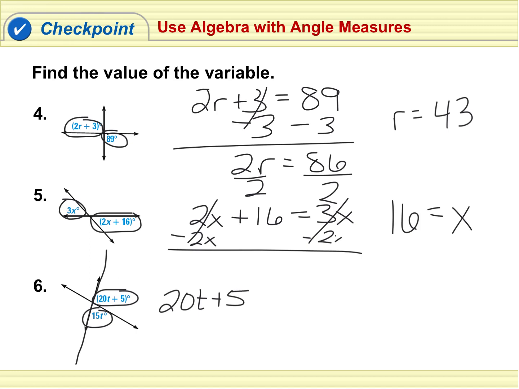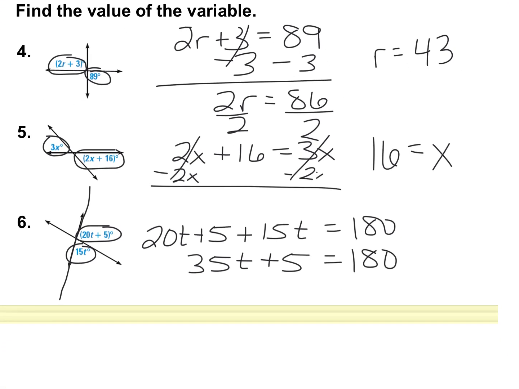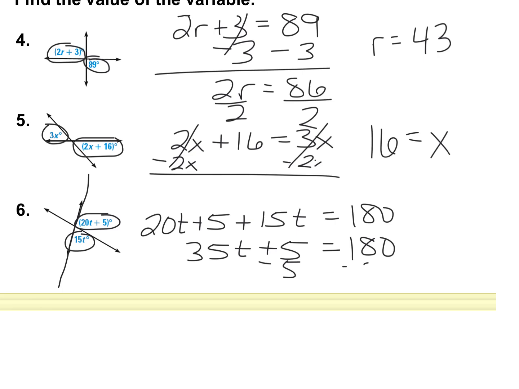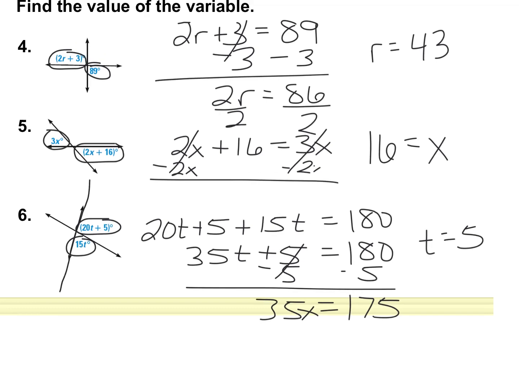So 35t plus 5 equals 180. Solve for t. So then you combine like terms first. So you have 35t plus 5 equals 180. What's our next step here? Subtract 5. 35t equals 175. Divide by 35. What does t equal? T equals 5.